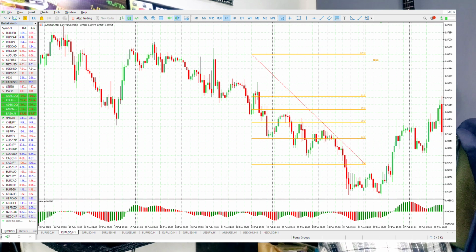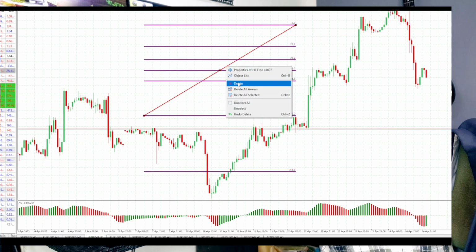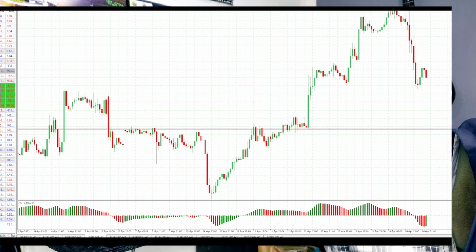Can you see the Fibonacci tool? So I will click on my Fibonacci tool and I will draw it. I can draw it anywhere for you guys to see. Have you seen? So let me clean it. You click on the Fibonacci tool. Guys, are you watching? Click on the Fibonacci tool. You drag it from a point to a different point.